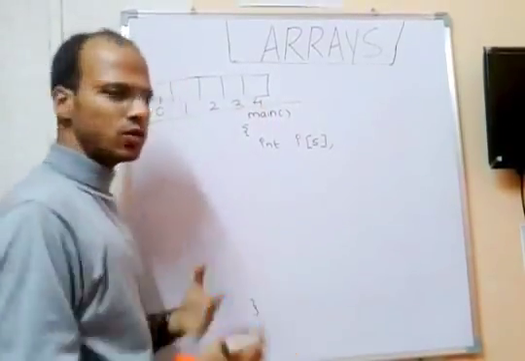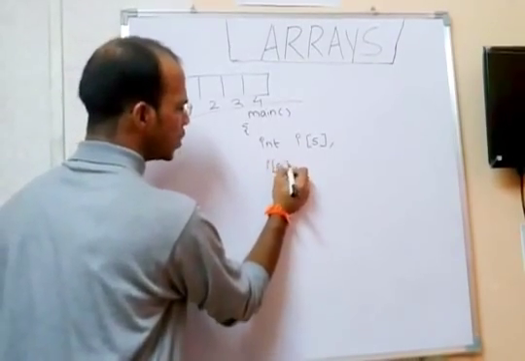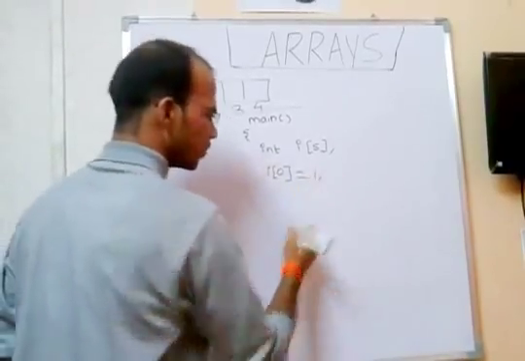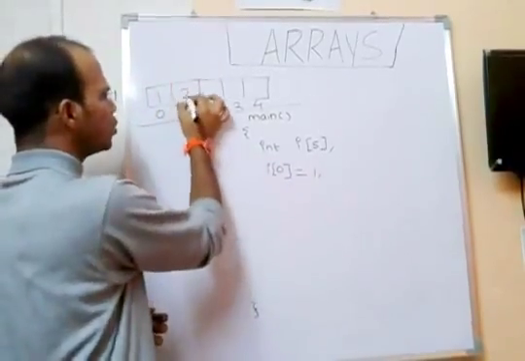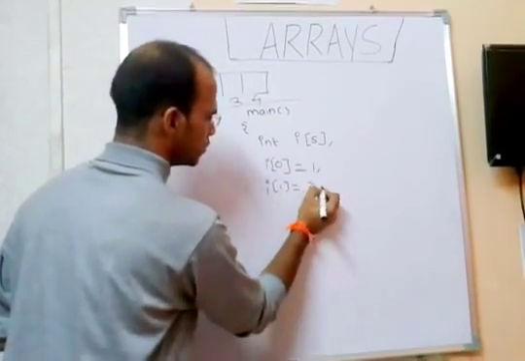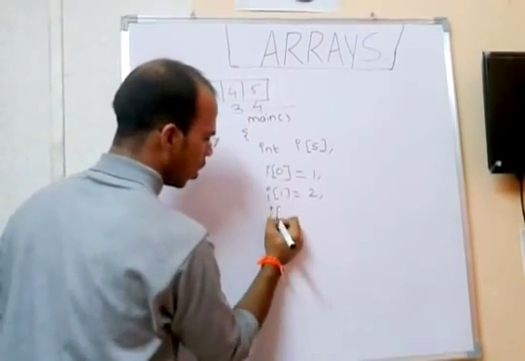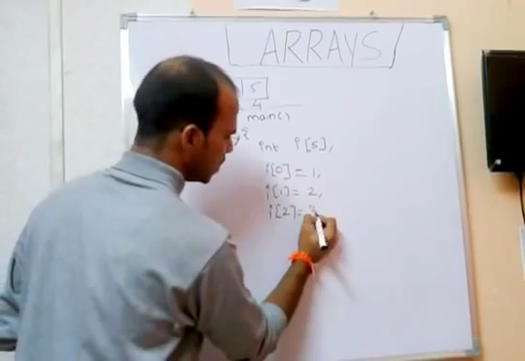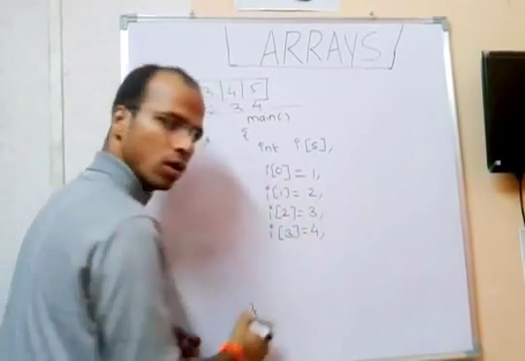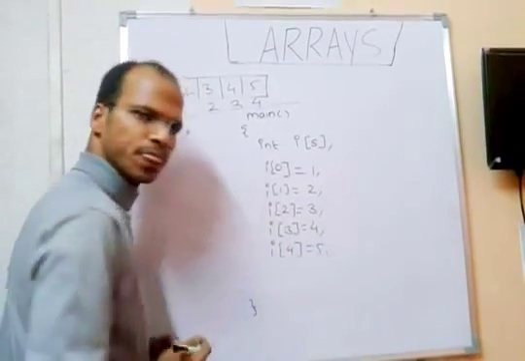Now if I want to store values, it's very easy. It can be done in this way. I of 0, I want to store the value 1. So I of 0 equals 1. I of 1 equals 2. I want here 3, 4 and 5. So I of 2 is 3, I of 3 is 4, I of 4 is 5.